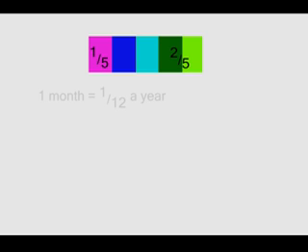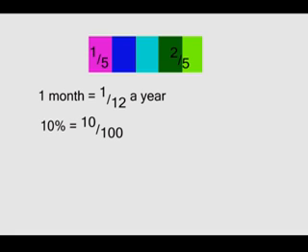So every 1 month is 1/12 of a year because there are 12 months in a year. If you score 10% in an exam, it simply means you scored 10 marks out of the possible 100, and so the fraction is 10/100.